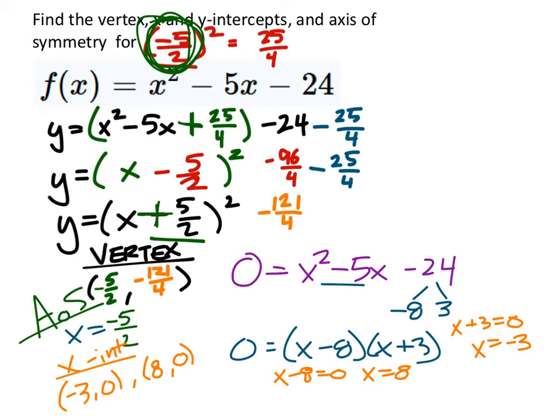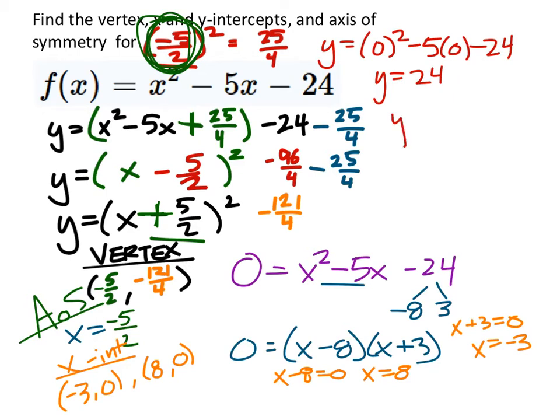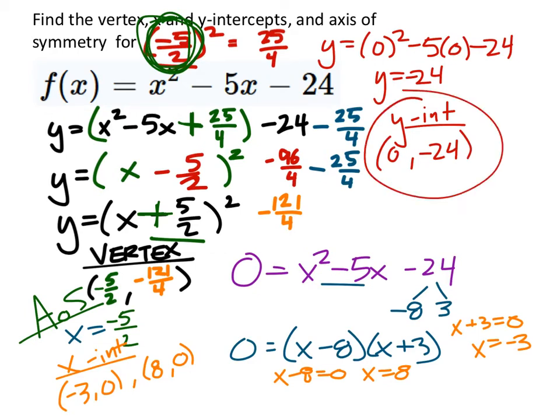And then finally, I think this is the easiest one of all, the y-intercept, which is where x is 0. So the y value when x is 0, we got 0 squared minus 5 times 0, minus 24. So the y value is 24, giving us a y-intercept. Dang it, thank you, negative 24. Negative 24. You know, 1, 2, 3, 4, 5 answers.